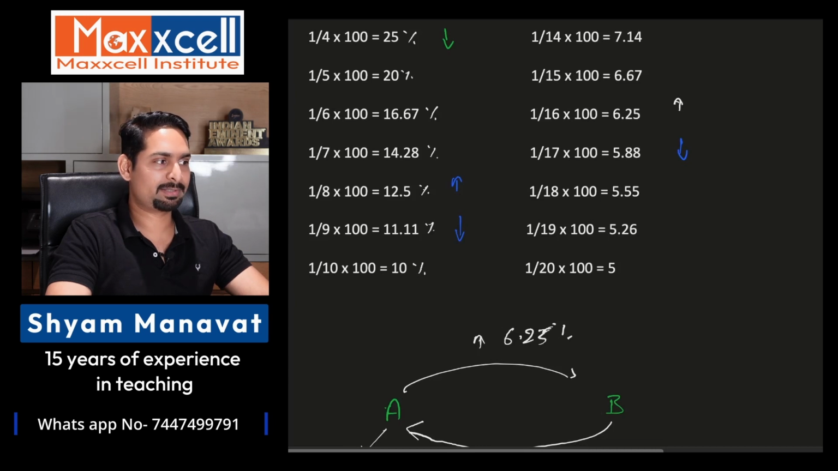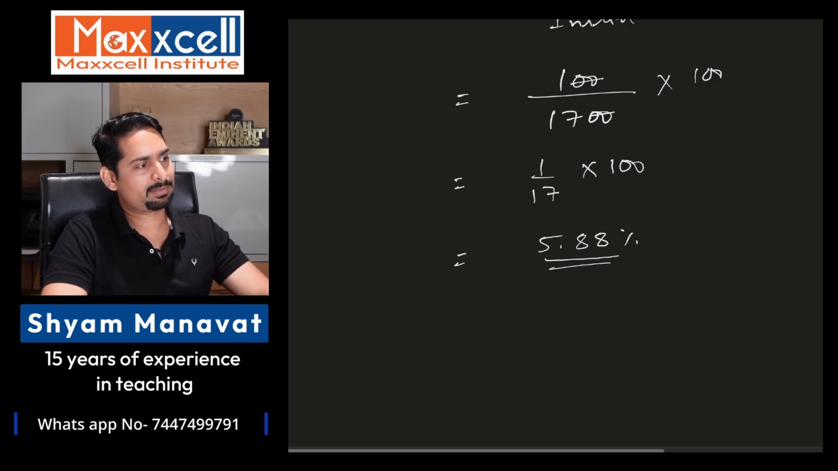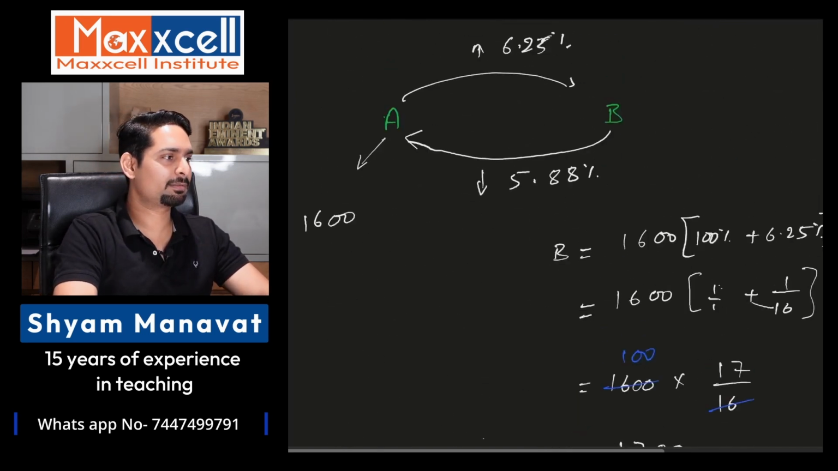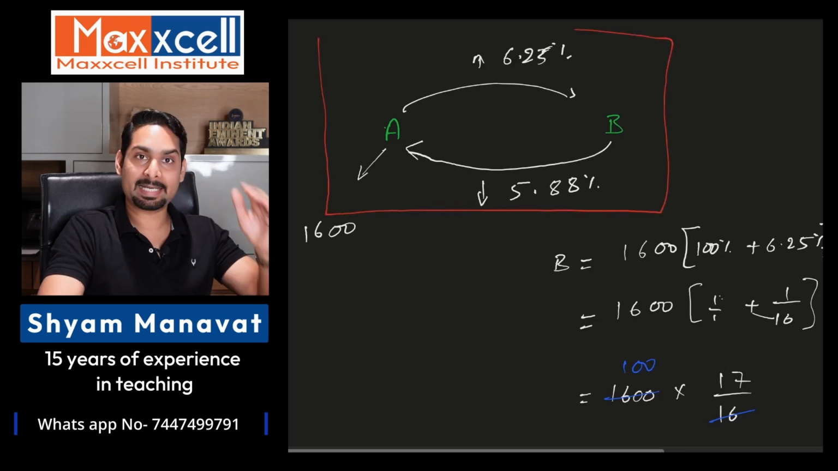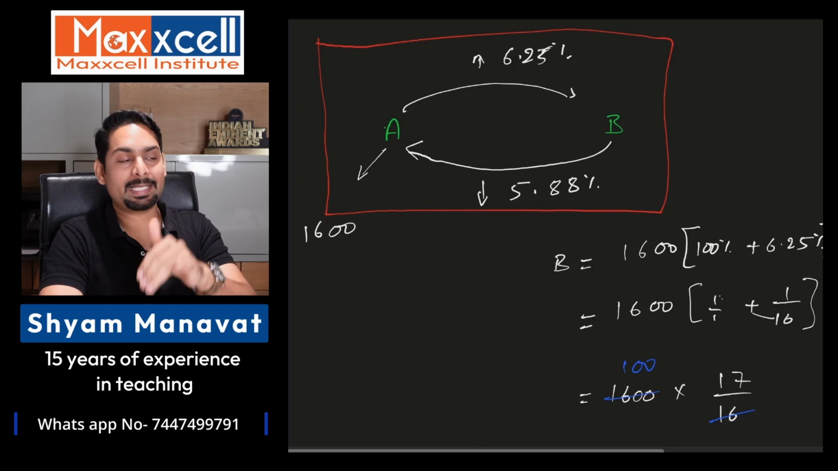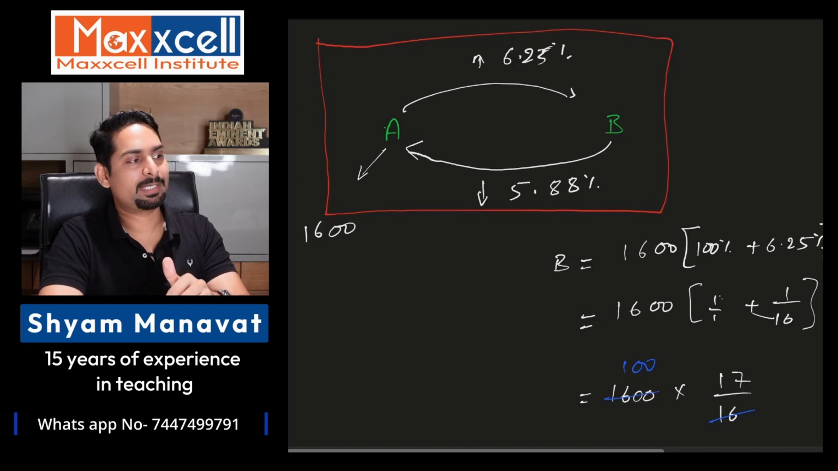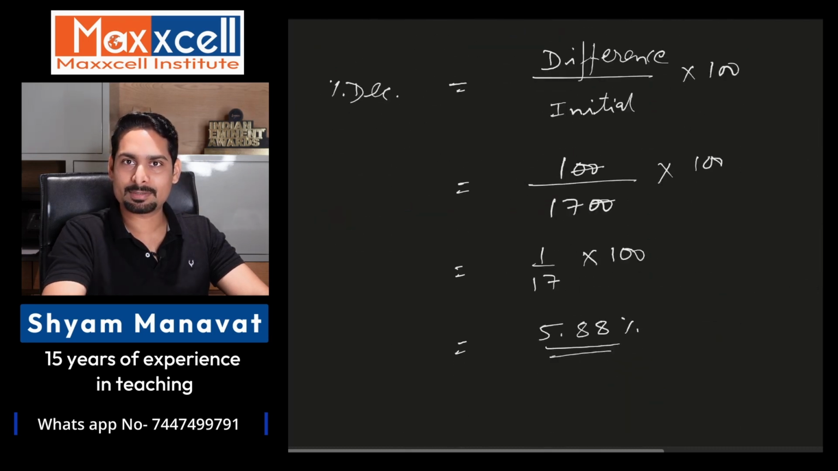5.88%. 1 by 17 into 100 is 5.88%. Correct? So here you get 5.88%. Now tell me one thing. This is what we could figure out earlier itself by using the fraction percentage table. So we don't need to do the entire calculation. If B is 6.25% more than A, then A should be 5.88% less than B. With all this calculation also we have the same value.